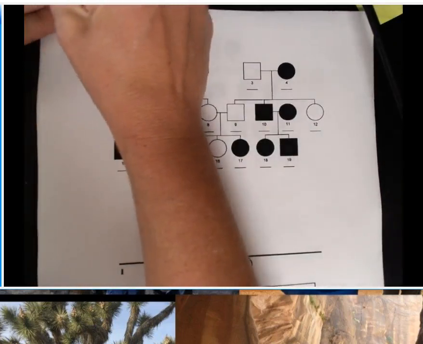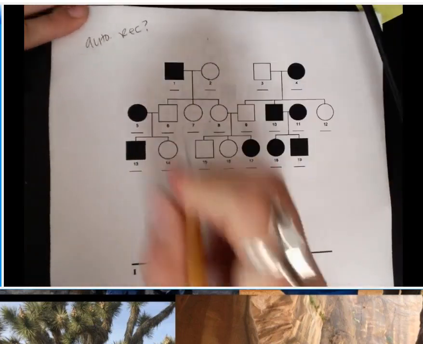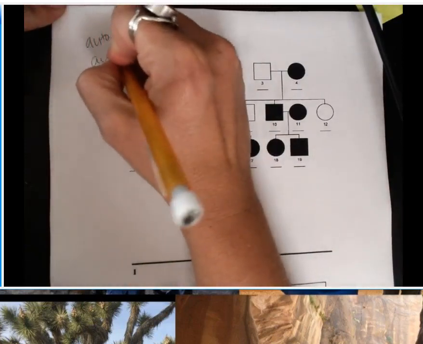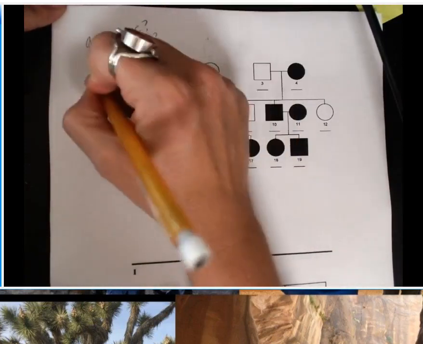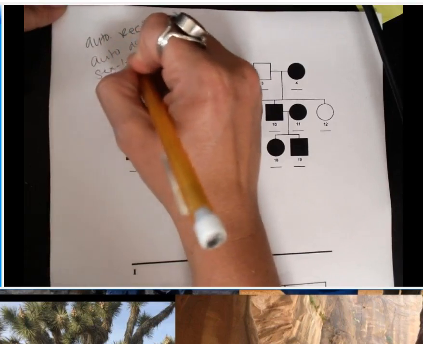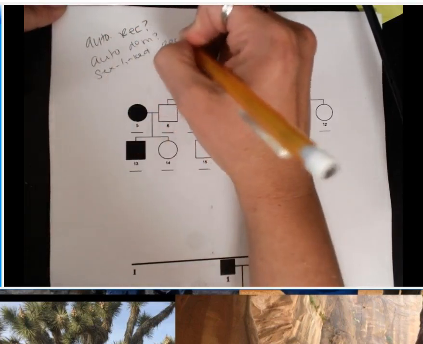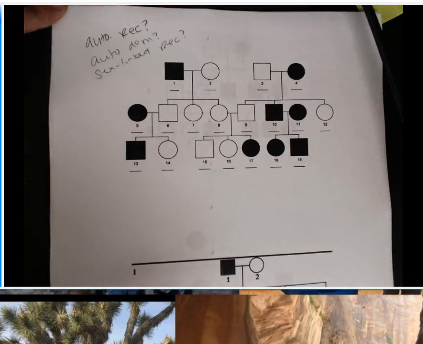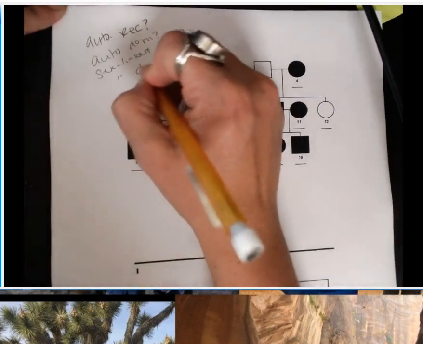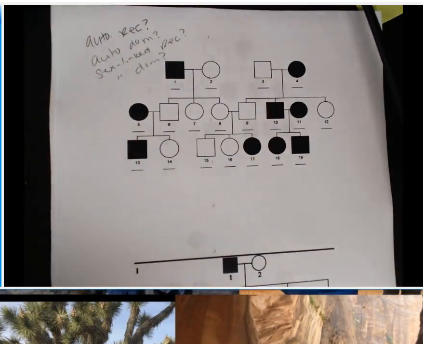Is the trait inherited autosomal recessive? Is it autosomal dominant? Is it sex-linked recessive, which a lot of times implies on the X chromosome? Or is it sex-linked dominant? That's the question we are trying to answer when reading pedigrees. I like to start with whether it's dominant or recessive first, and then from there try to figure out if it's sex-linked or autosomal.